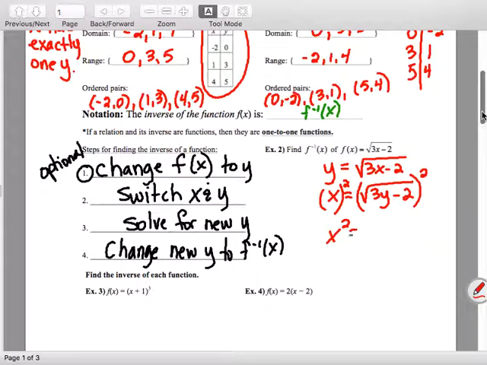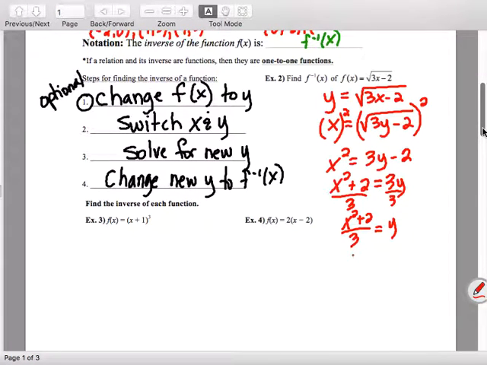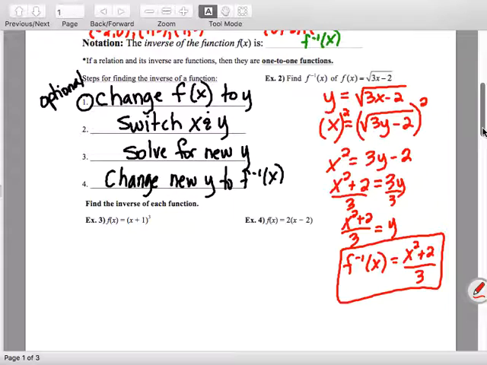So I'm going to get x squared equals 3y minus 2. And then I'm going to add 2 to both sides of this equation, and then divide by 3. I get x squared plus 2 over 3. Now, this y is, in fact, the inverse. So I'm going to rewrite it and tidy it up. So that's f inverse of x.